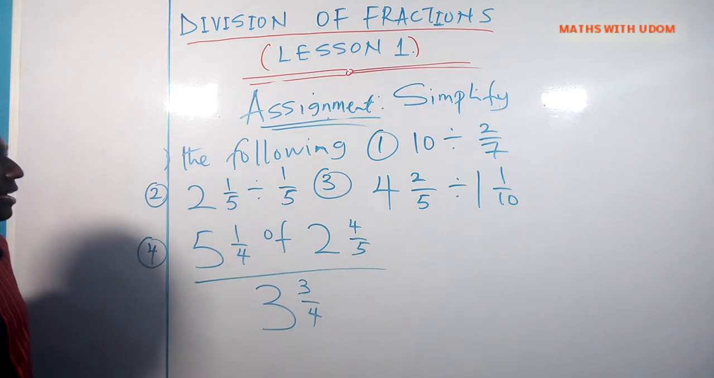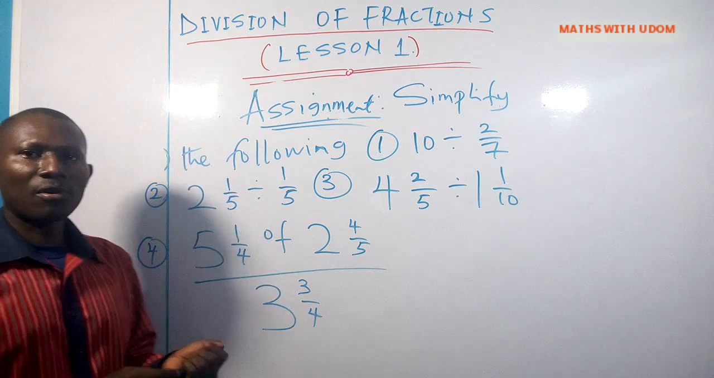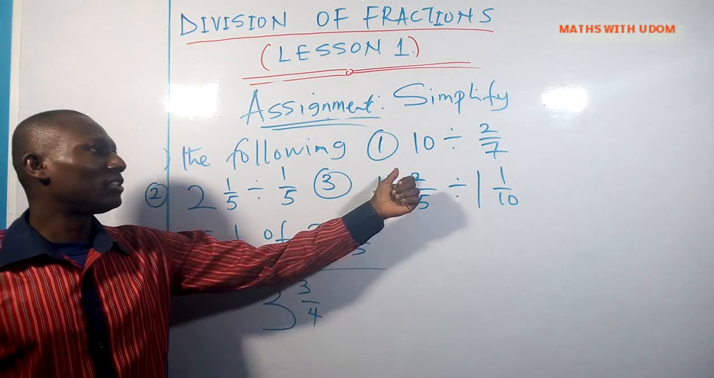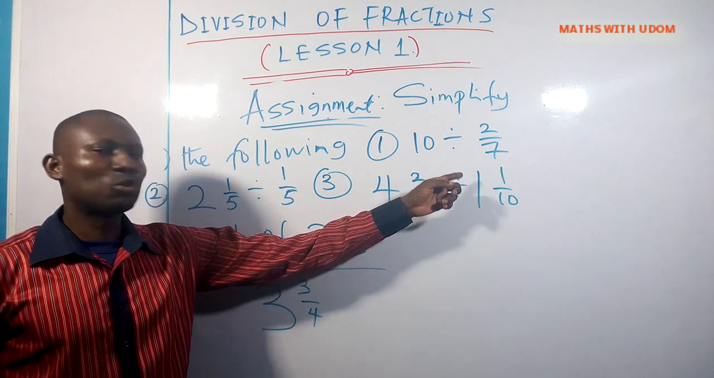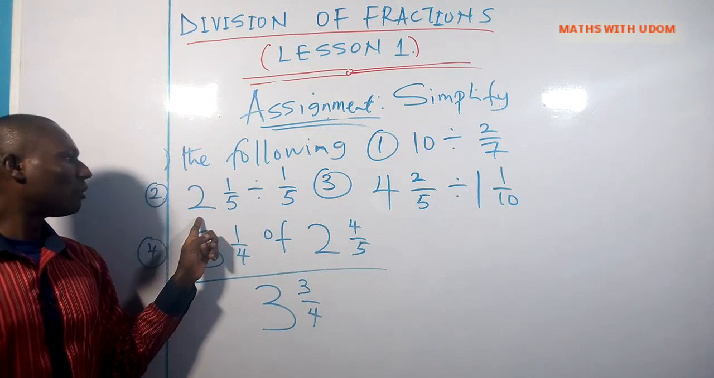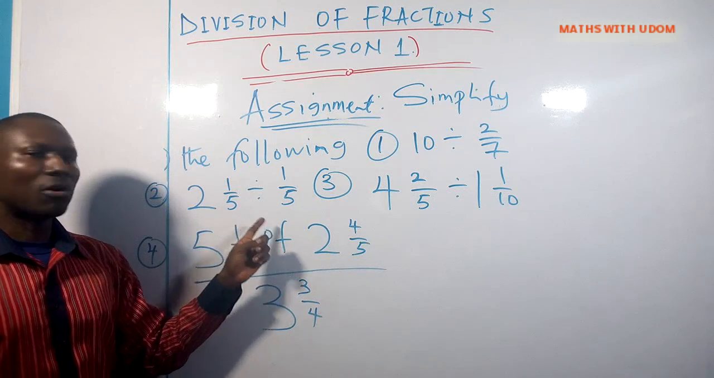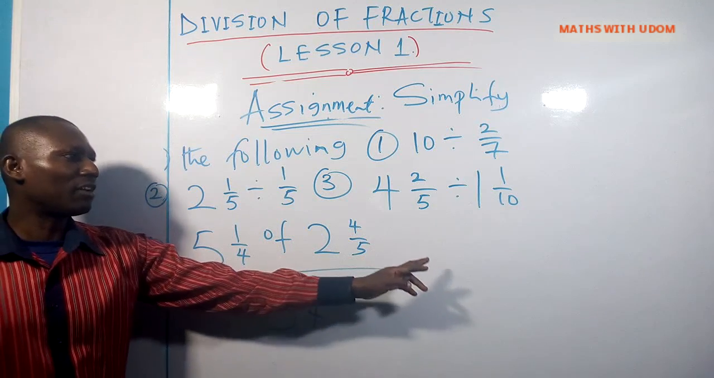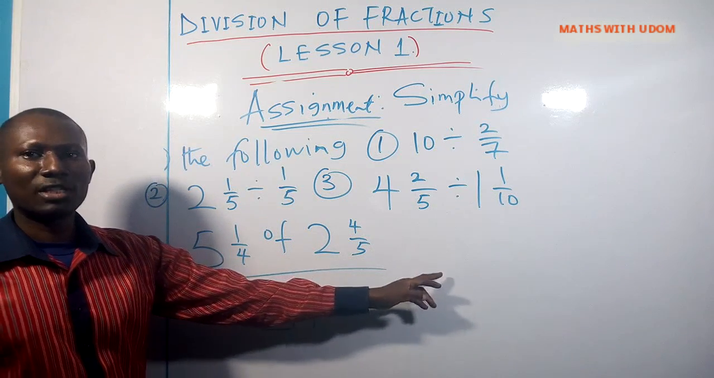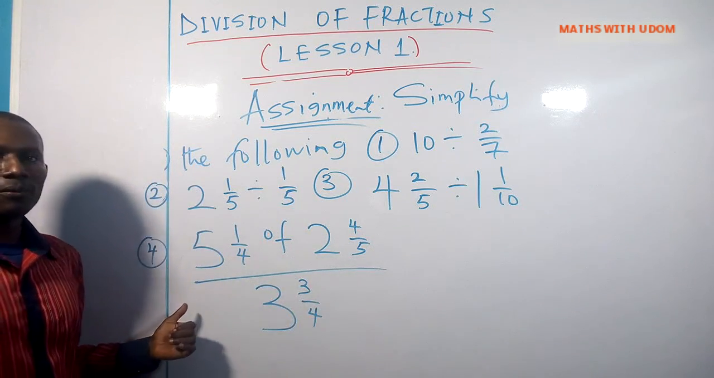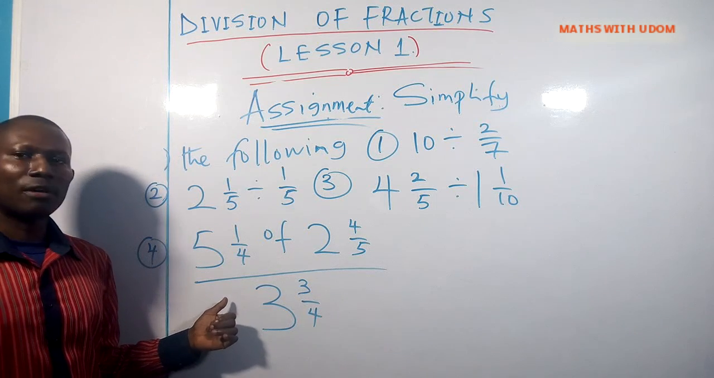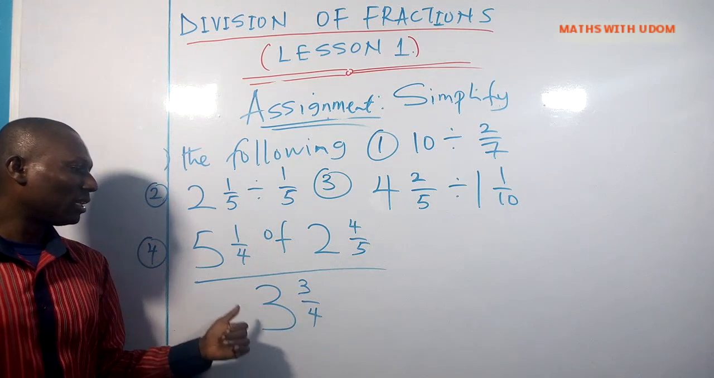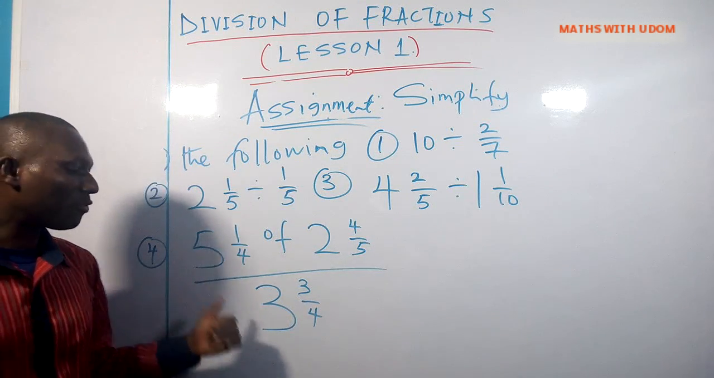So these are your assignments for today's class. Number 1, we have simplified the following: 10 divided by 2 over 7. Number 2, 2 whole number 1 over 5 divided by 1 over 5. Number 3, 4 whole number 2 over 5 divided by 1 whole number 1 over 10. And lastly, number 4, 5 whole number 1 over 4 of 2 whole number 4 over 5, everything divided by 3 whole number 3 over 4.